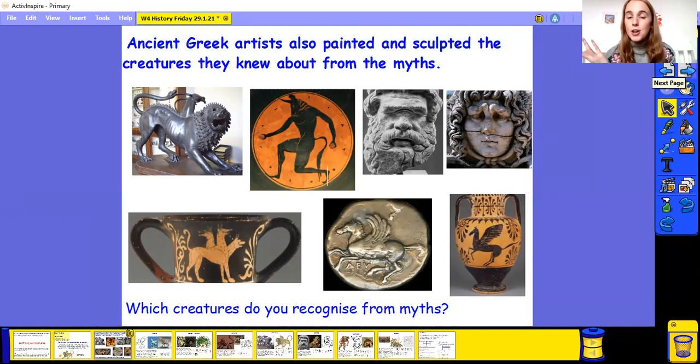And after this lesson, you'll know these creatures. And when you look back, maybe you'll go to a museum one day and see some ancient Greek statue or pottery, and you'll think, oh, I know what that creature is.